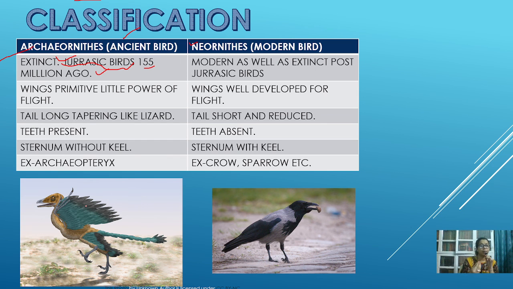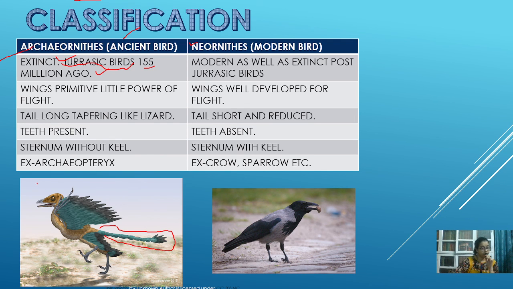They have little power for flight. These are the primitive wings. That is, the wings are not well developed, in other words, for the flying mechanism. The tail is also very long, like that of a lizard. As a lizard is a reptile, the long tail will be present.